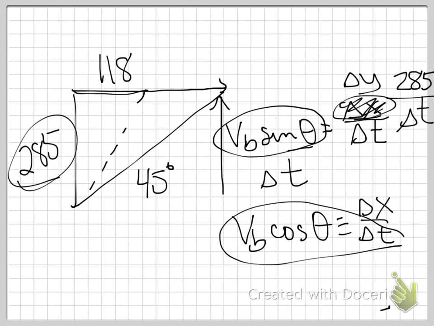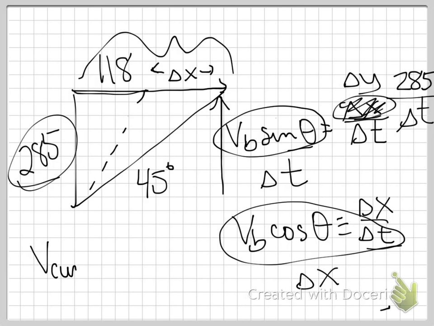If you cross multiply, you get what delta x is. That's going to tell you this bigger number here. Subtract the 118 from it, and that will tell you how far upstream you are. And what you need to do is say v of the current times the time will tell you what that delta x has to be. That means the current will take you back in that direction.